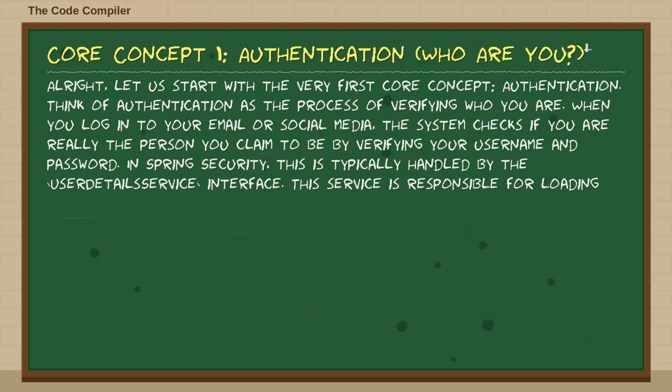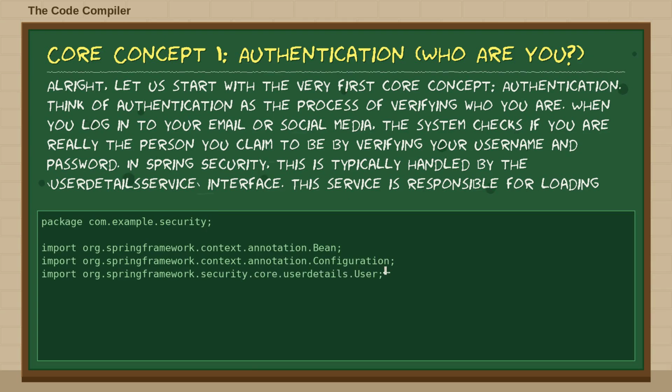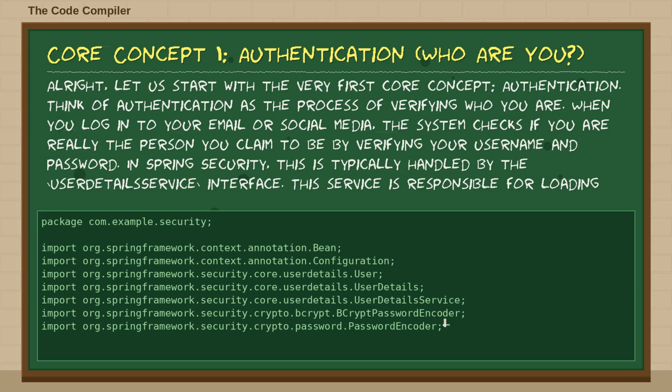We also need a password encoder, which is absolutely vital for securely storing and comparing passwords. Never, ever store passwords in plain text, my friends. We will use BCryptPasswordEncoder as a best practice, which hashes your passwords securely. This combination ensures that only legitimate users can access your application, forming the first line of defense.